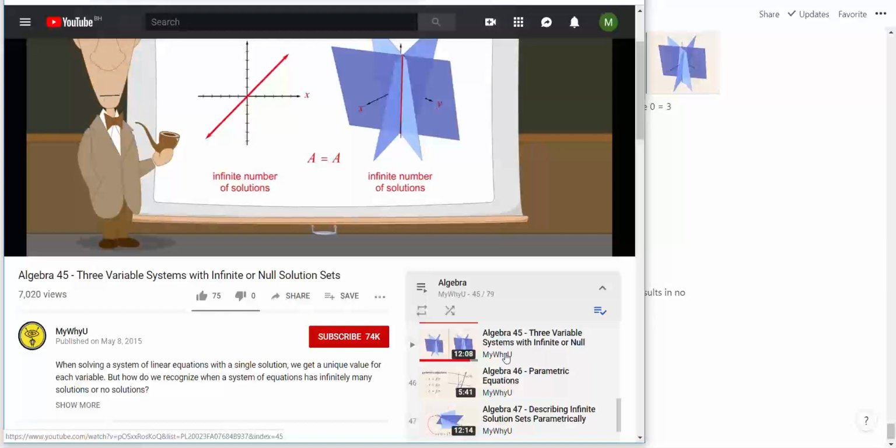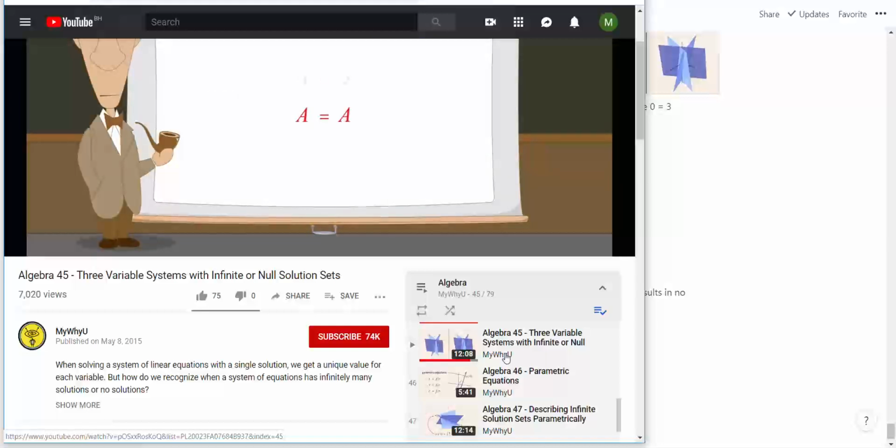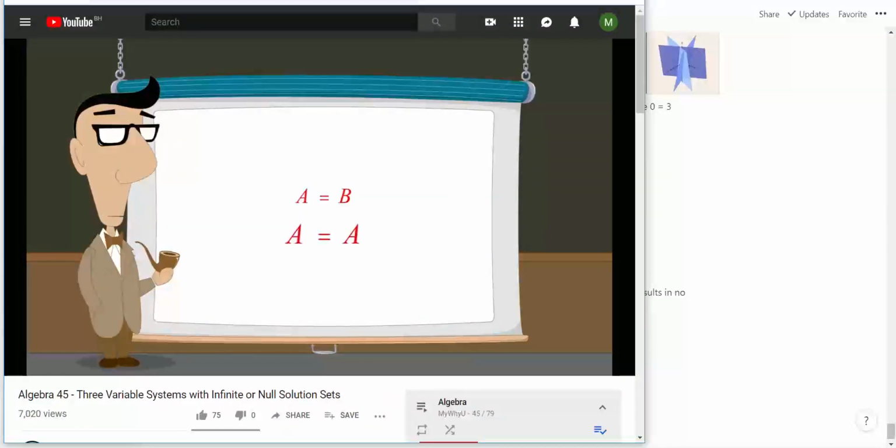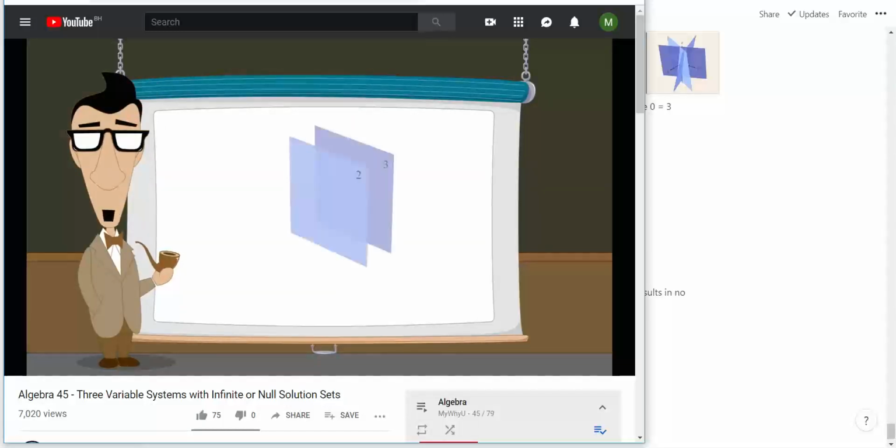However, in systems of three linear equations and three variables, it is possible to obtain both results. In other words, we can obtain an equality between two unequal numbers and an equality between two equal numbers in the same system. This can happen when two of the equations describe parallel planes, and the third equation describes a plane which is identical to one of the other planes.